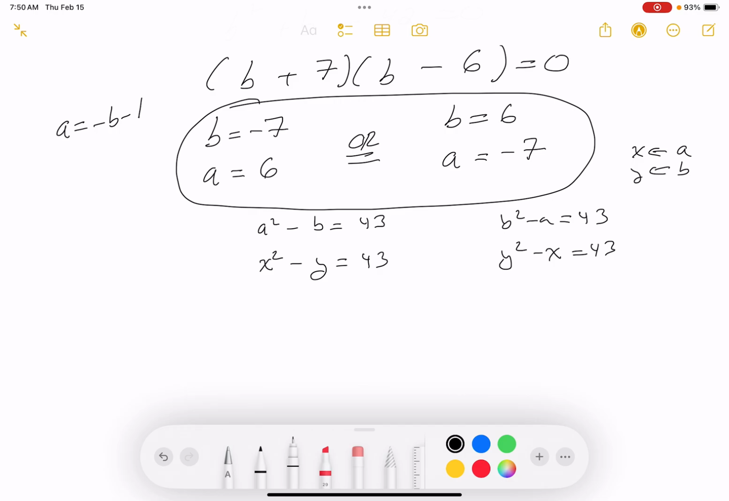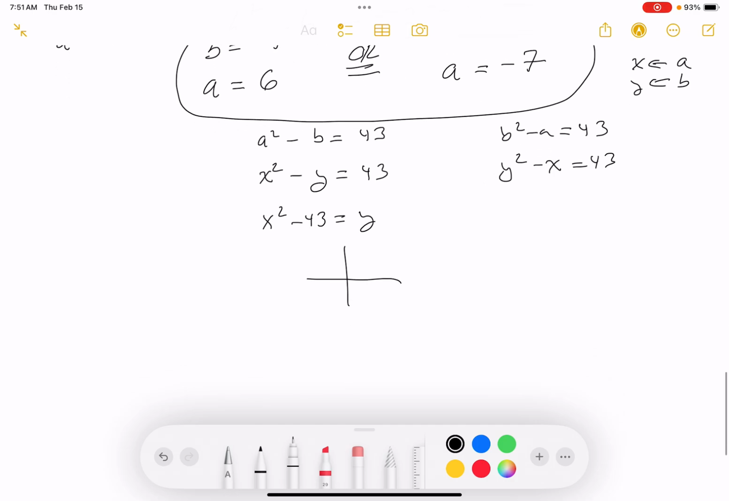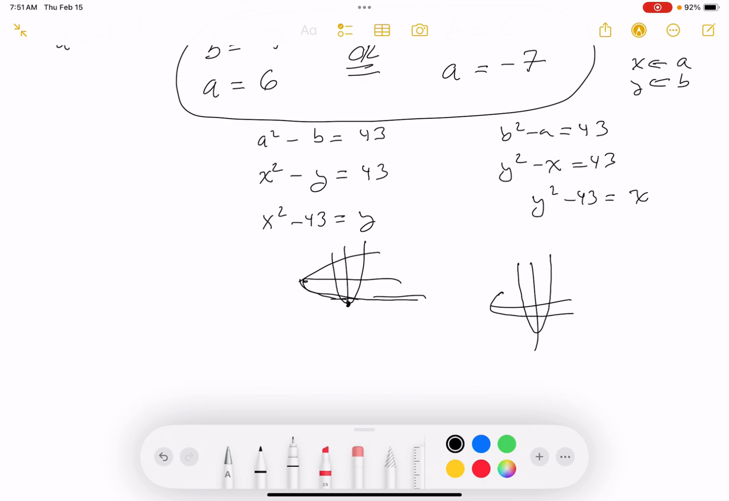What do these things look like? Well, it's going to be x squared minus 43 equals y, which I know is a parabola, by the way. And what does a parabola look like? It looks sort of like this over here. It's got a vertex way down here at minus 43. What does this guy look like? Well, let's write down y squared minus 43 is equal to x. And that's also going to be a parabola where the vertex is going to be way over here, and it's going to do something like this. I'm sorry about that. You know what? Let me do a better job. Parabola looks like this, and a parabola looks like this over here.